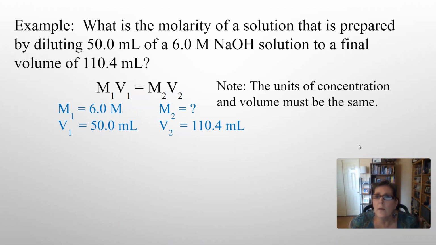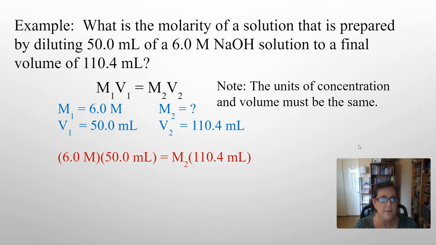So note, the concentration and volumes must be the same unit. In other words, both volumes have to be in the same unit. Here they are both milliliters. And the concentrations both have to be in molarity. Okay, so then we can use M1V1 equals M2V2. So let's plug this in. So again, we have 6.0 molar times 50.0 milliliters equals M2 times 110.4 milliliters.